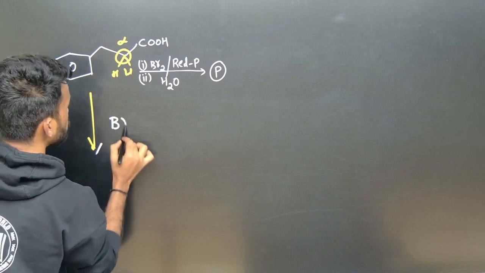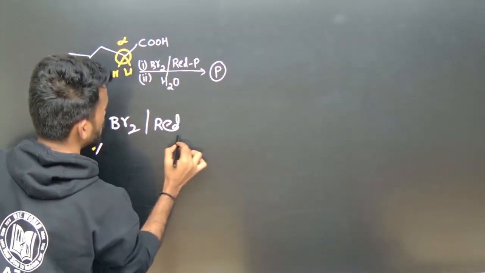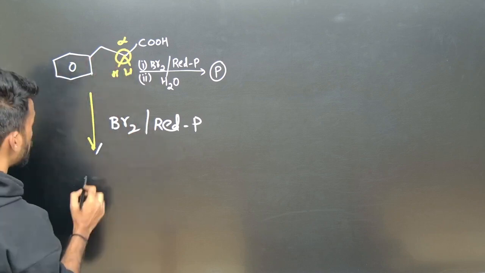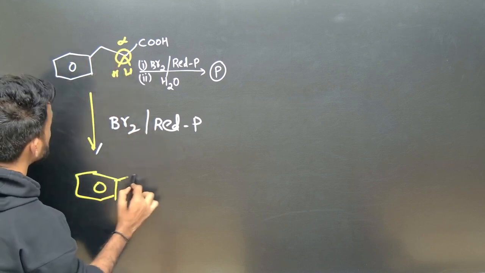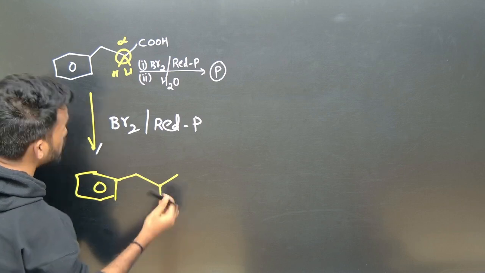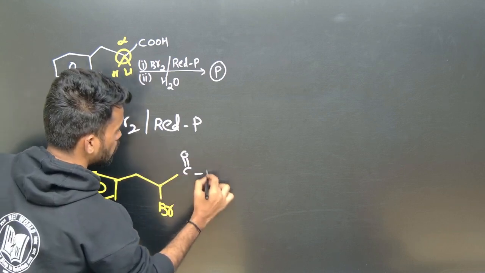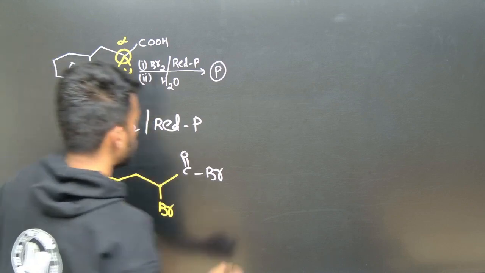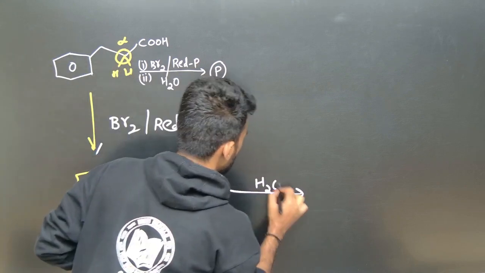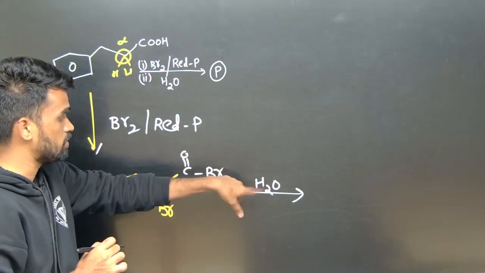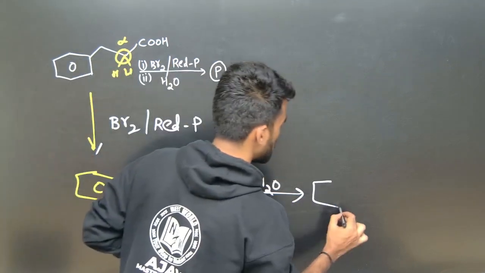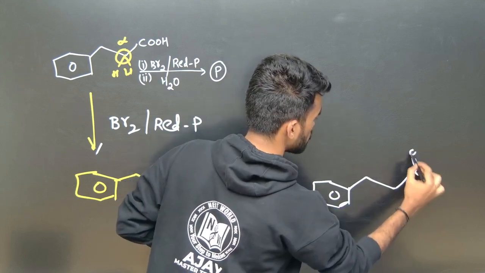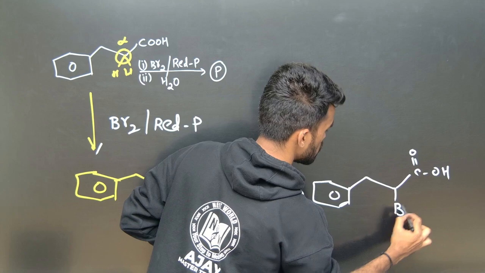So Br2 with red phosphorus, whenever we treat this substrate with Br2, what happens here? We will get a product something like this: bromination at the alpha carbon, and COBr like this. But after this we have hydrolysis, so the Br on the acyl group is removed and replaced by an OH group, so we get a final product like this, COOH with Br at the alpha position. This is our product.